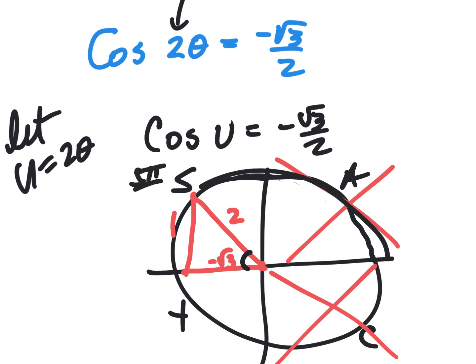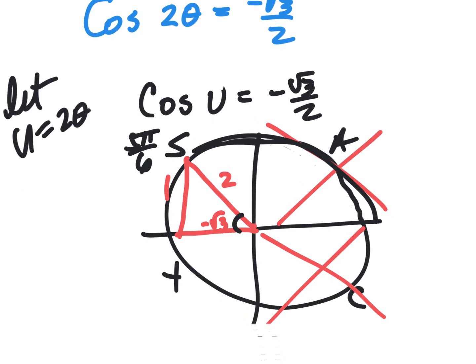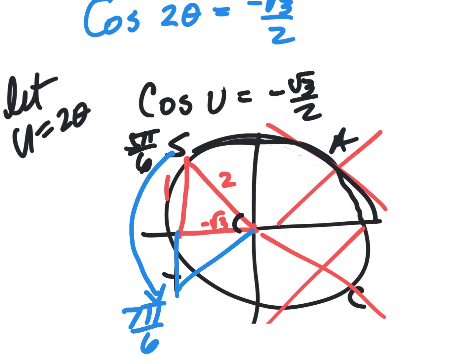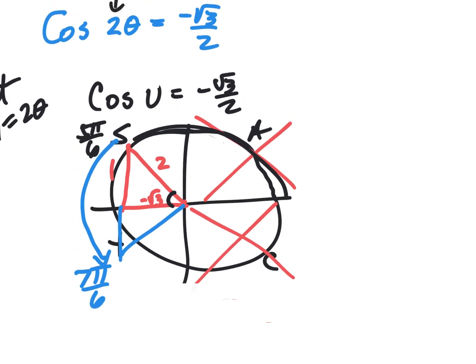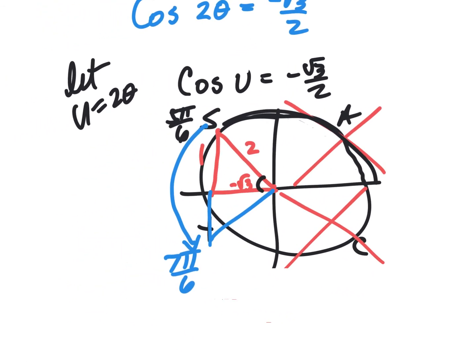Raise your hand if you knew 5 pi over 6 was part of your answer. Okay, good. And then the other one is down here, and no need to replicate all of that triangle making. If it's 5 pi over 6, it's also 7 pi over 6. All right, so then those are my two answers. u equals 5 pi over 6.